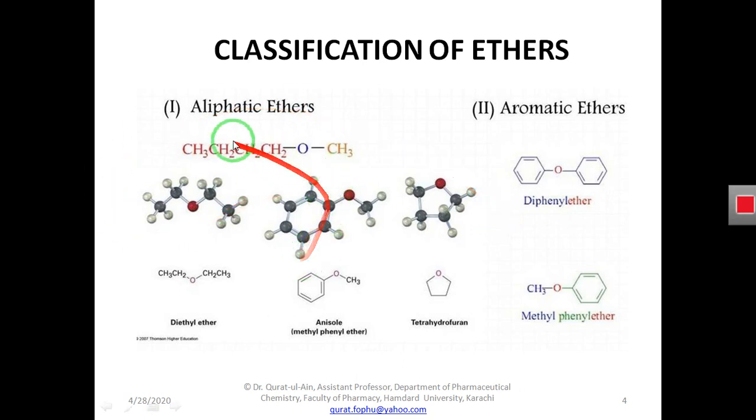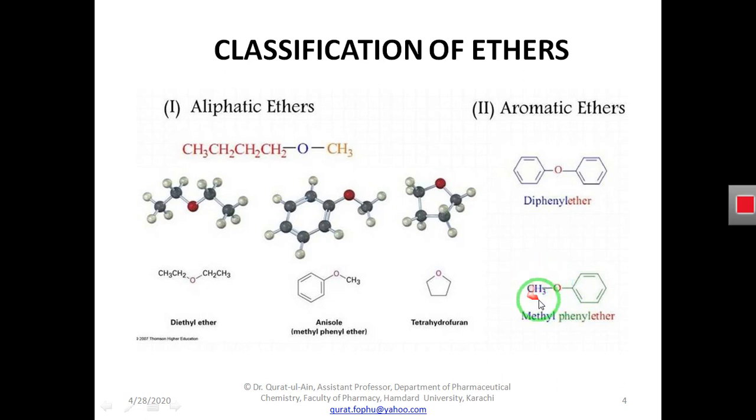However, an aliphatic cyclic ether does not follow Huckel's rule. So aliphatic ethers may be present in cyclic form or acyclic form. However, an aromatic ether must be found in cyclic form. Like diphenyl ether, there are two phenyl molecules that are bonded with each other via an oxygen atom, and this is methyl phenyl ether. We are saying here it is the ether.